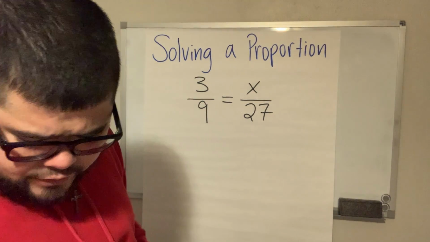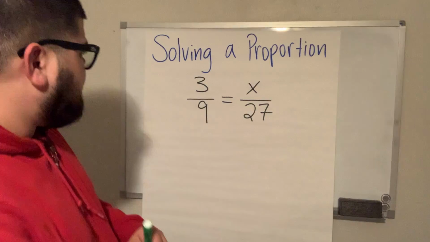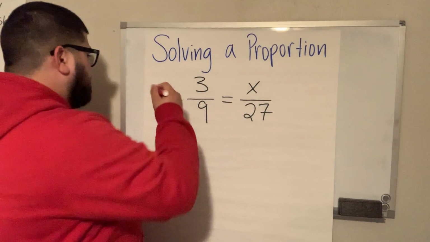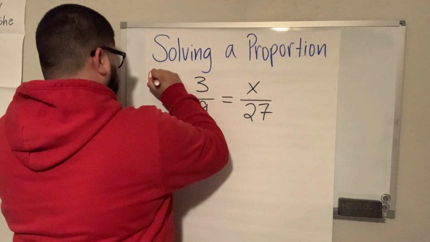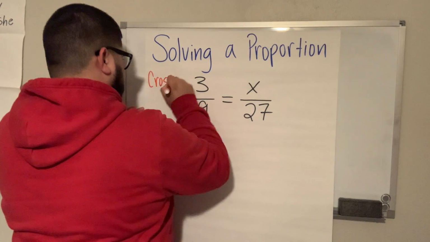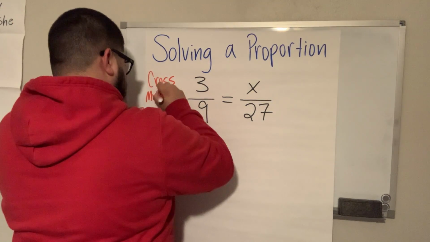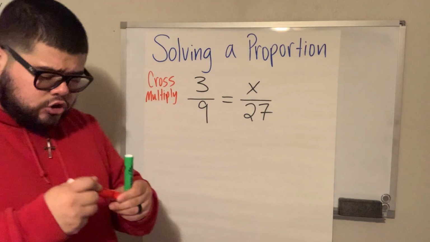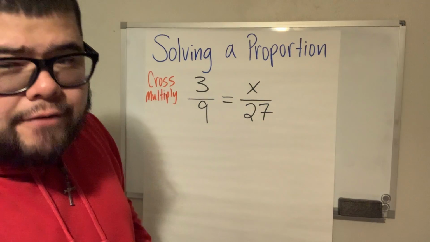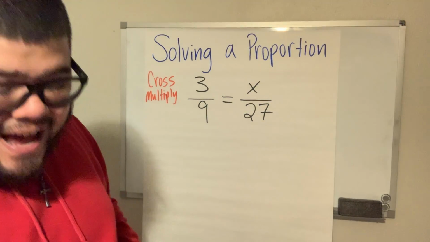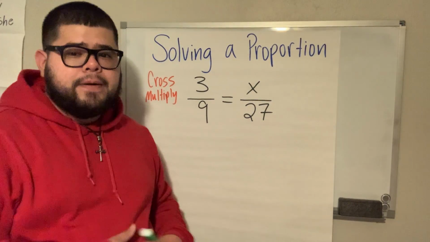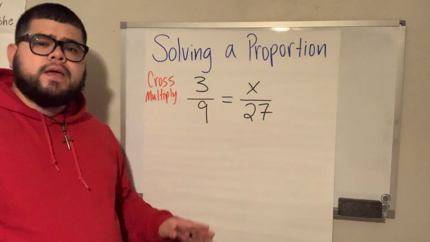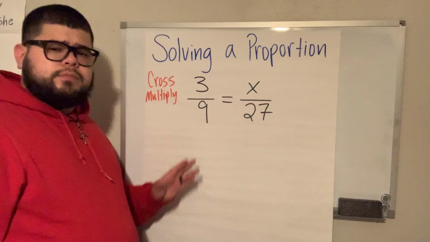And the way we solve this proportion is we cross multiply. Let me actually use red. We cross multiply. Some of you may have heard this as butterfly, but we don't want to use that term. We want to use cross multiply, or cross product, but cross multiply is better.